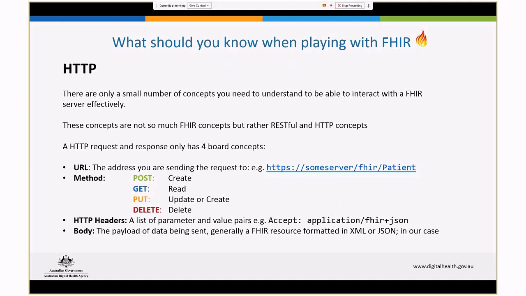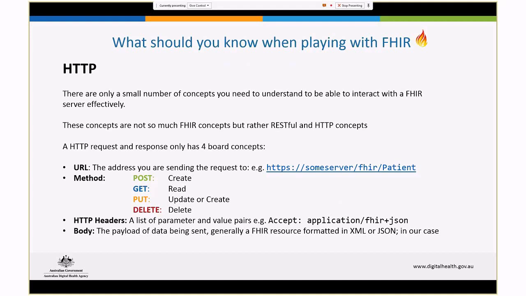So there's really only 4 key things you need to get your head around with HTTP. And that is that we have a URL, which is where I'm sending this request to. It's the server. We have a method. Am I trying to post something, get something, put something, or delete something? And you can see they sort of translate to post is create, get is read or search, put is to update or create, and delete is to delete, obviously. So we need to just choose between one of those 4 methods for every call.